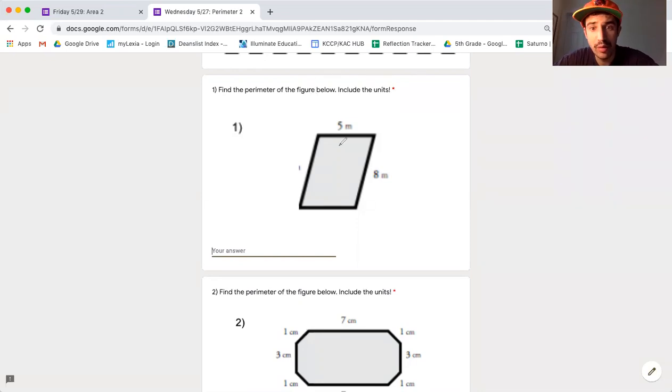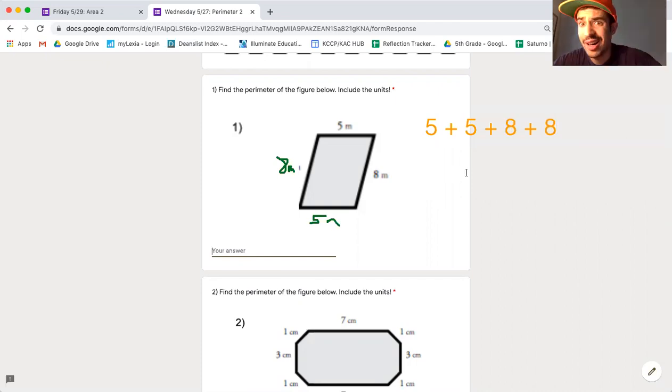I'm going to first note that these sides look pretty equal, so I can make a good bet that this is 8 meters right here and 5 meters here. Now I have to find the sum of all the side lengths to find the distance around the shape. So I'm going to type out 5 plus 5 plus 8 plus 8.